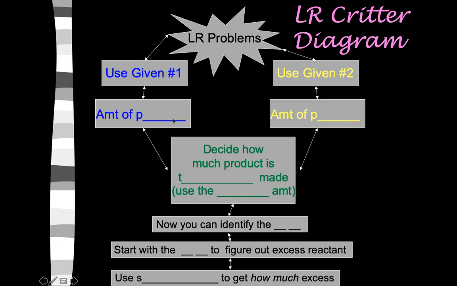And then between these two, we use the what amount. Now we can identify the blank blank. This is our topic for today. And then the follow-up question, start with the blank blank. It's the same as this. What's our topic? To figure out excess reactant. And then what did we use to get how much excess? Starts with an S. It was the last thing we did on the previous slide for math. So this reviews the steps, and maybe this visual will help you when you're trying to do LR problems on your own, help you remember how to do those problems.